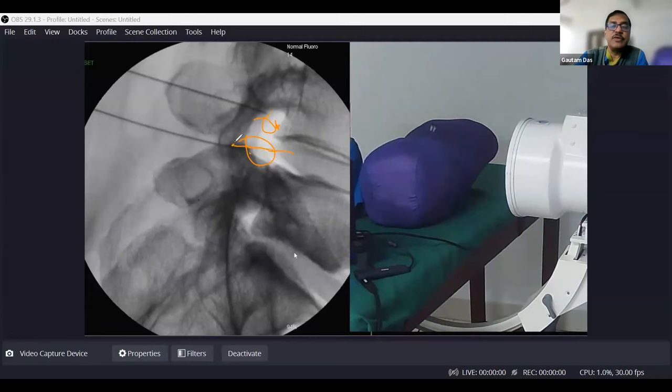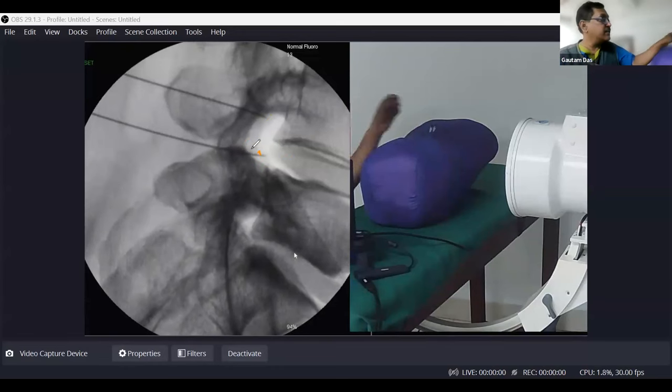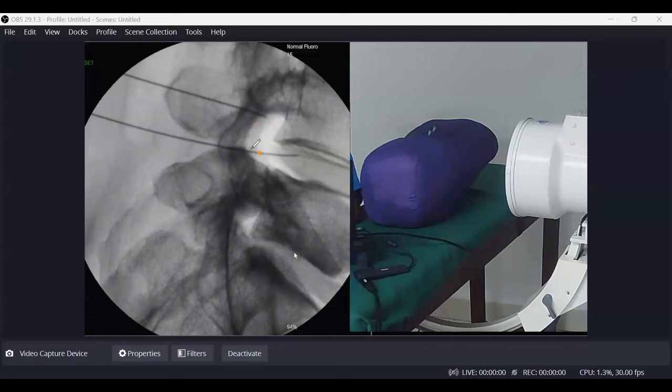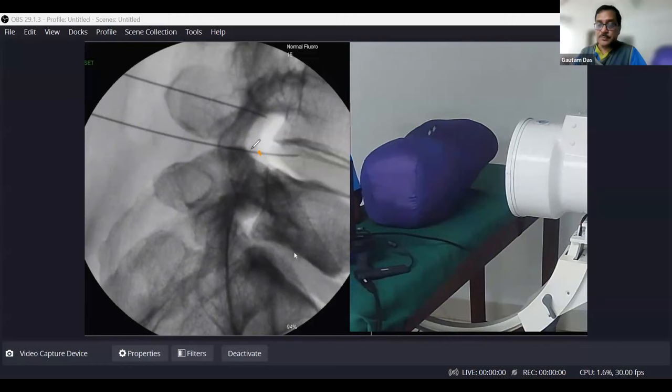If you are doing discography, you have to go like this. But today we are not doing discography. Here, even if you advance a little more, coming up to here, it's fine. If you advance a little further, now I am entering the disc. So if you are going to do a discography procedure, you have to come like that. That means Kambin's triangle approach and discography are almost similar. You just advance the needle a little more and you will enter the disc. But for the upper, the safe triangle, you have to be very cautious. You should not go too much anterior.